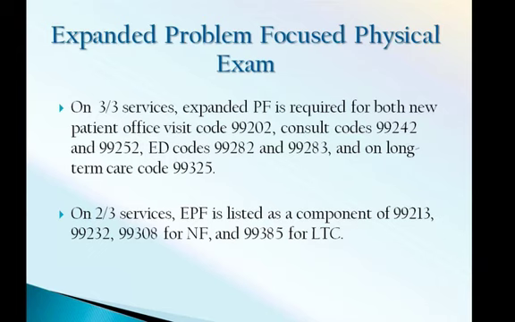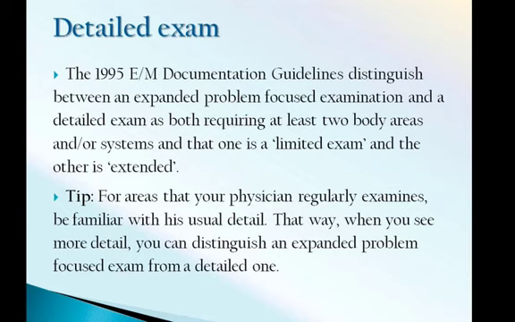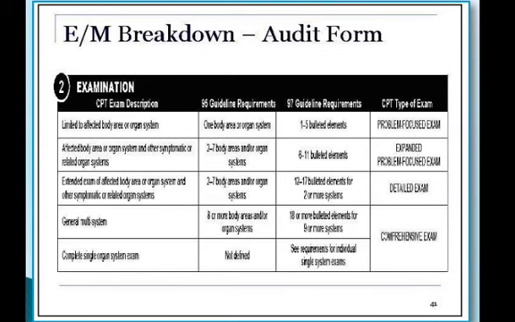The next level of the exam is a detailed exam. The tricky thing about a detailed exam is if you look back at the CMS audit sheet system data box, you'll see that both of them require additional systems up to a total of 7. So what's the difference here? You're not counting based on the 7. You're actually counting here based on the distinction that one is a limited exam and one is an extended exam. And that's all the detail that the 1995 EM documentation guidelines provide for you.